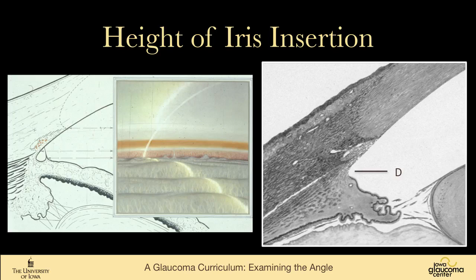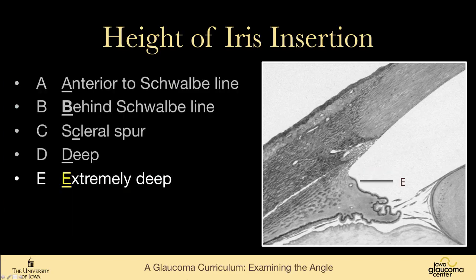And you can see here scleral spur, ciliary body face. This is an appearance of many myopic eyes. And then E is extremely deep, where the iris inserts so far back that there's a very broad ciliary body face visible. This is something you would see in a highly myopic eye or an eye with angle recession.